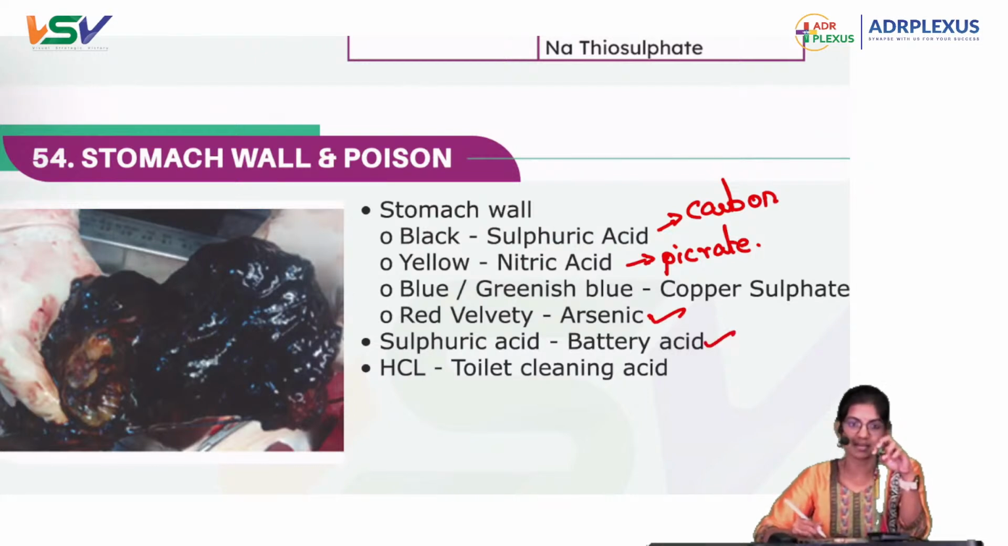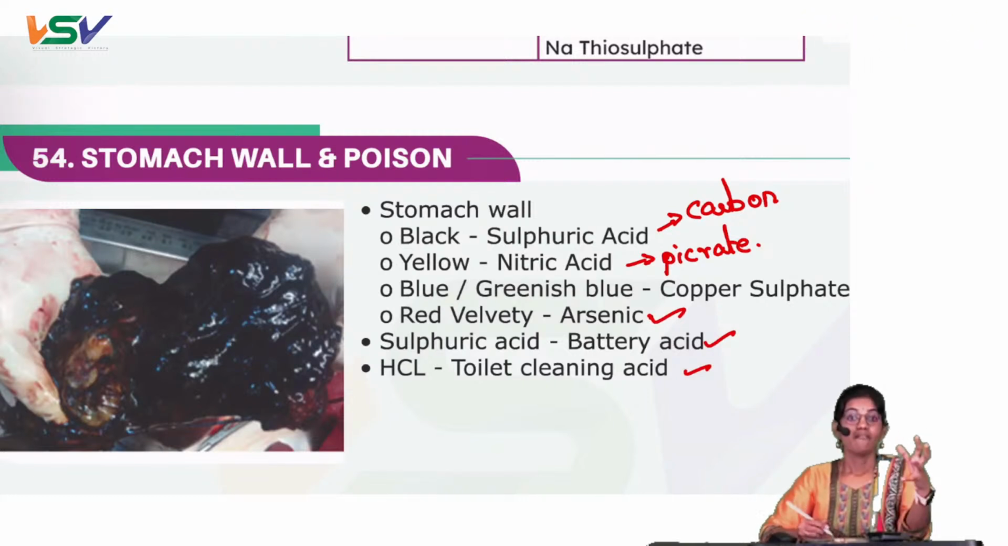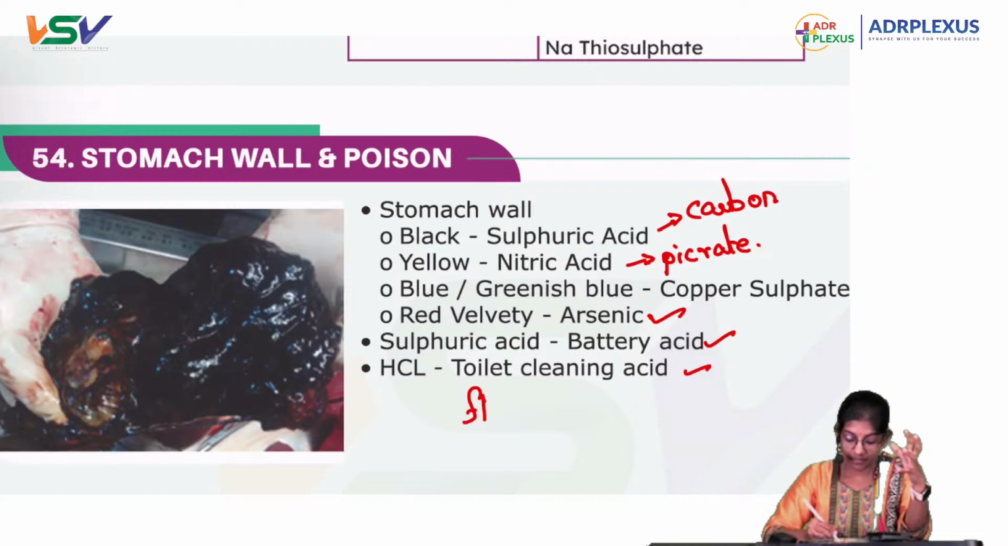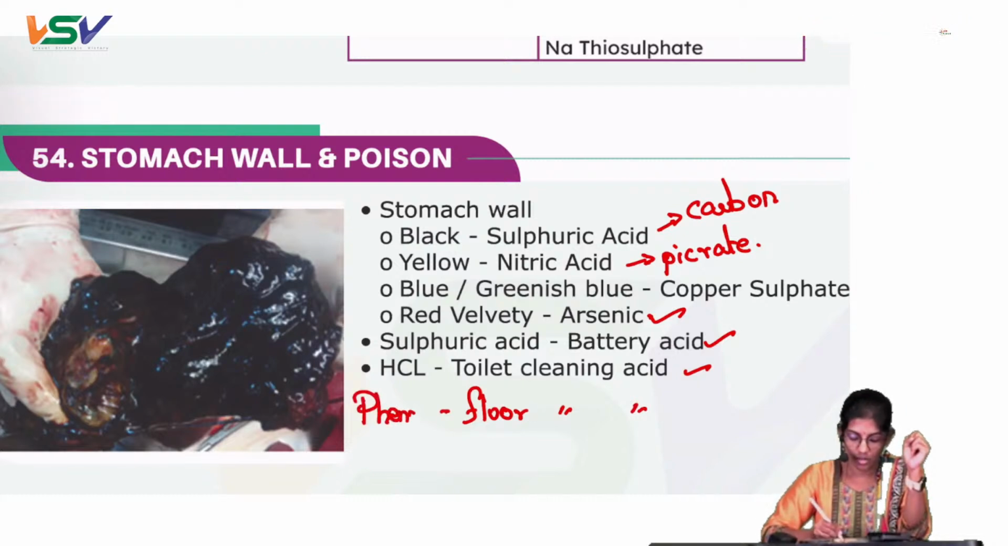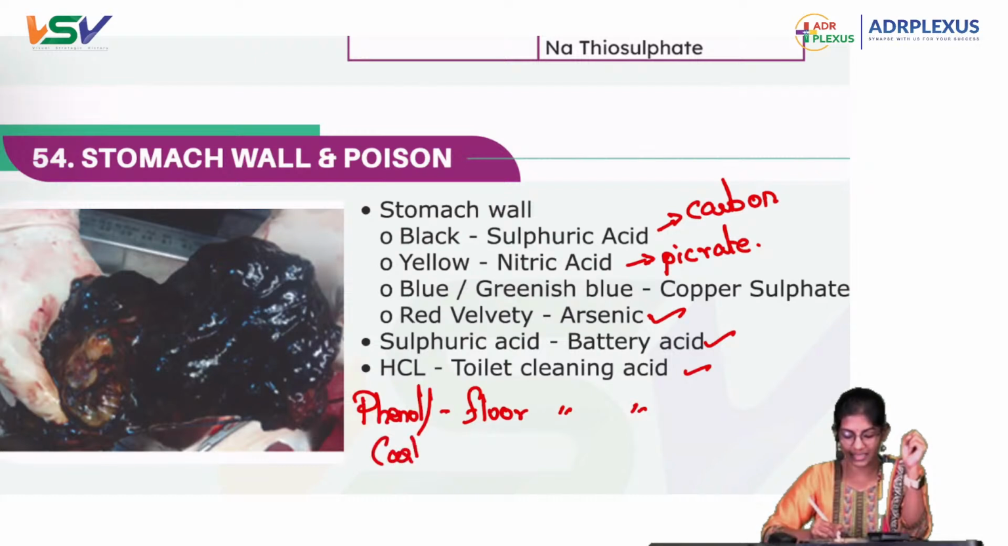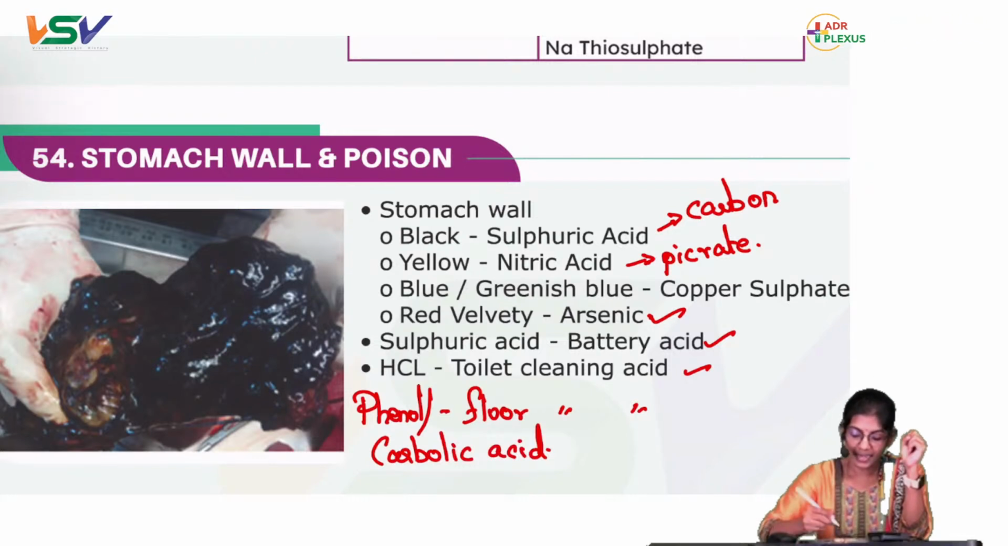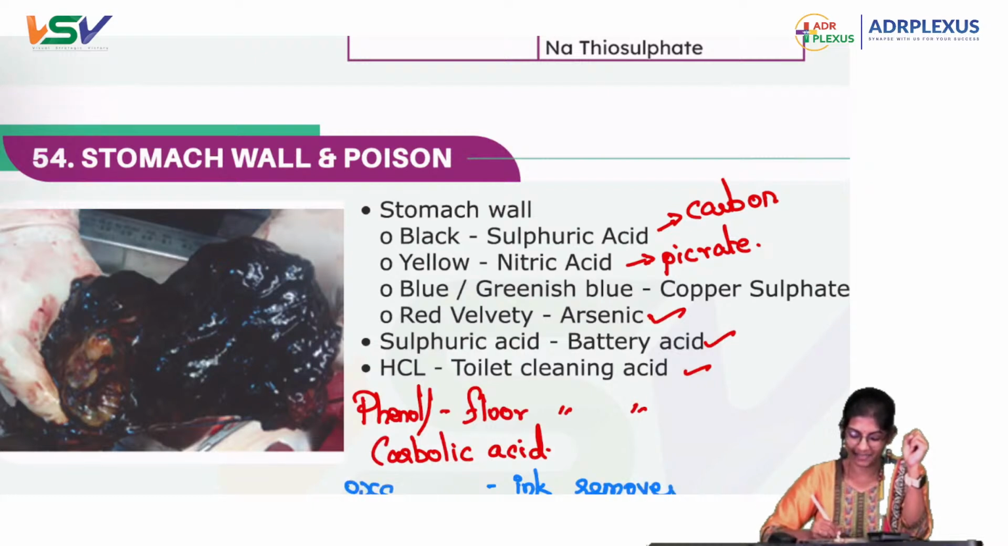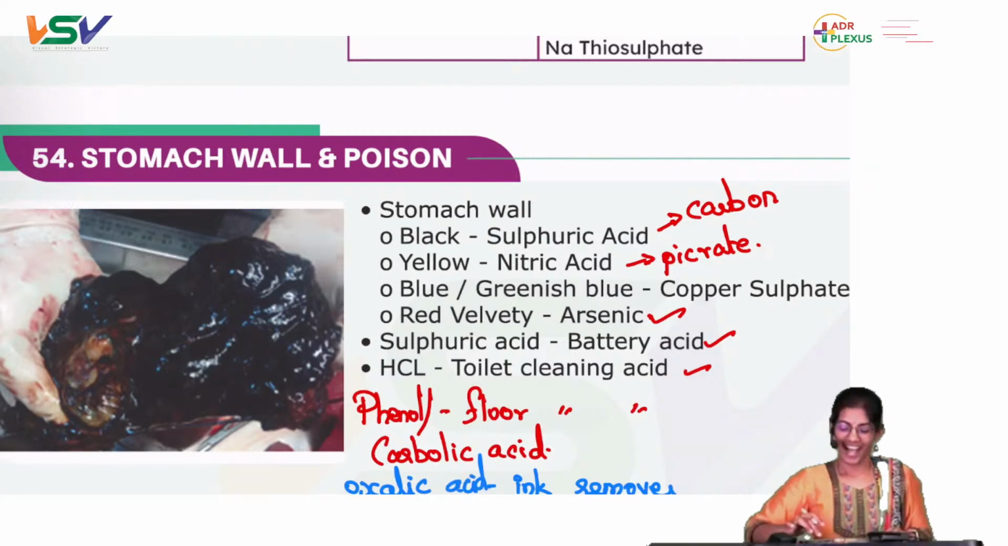Sulfuric acid is nothing but battery acid. Remember that sulfuric acid is battery acid. HCl is a toilet cleaning acid. Whereas floor cleaning, we will be studying it again, but since we are seeing it here, let's see it together. Floor cleaning is nothing but phenol. Phenol is nothing but carbolic acid. And ink remover is oxalic acid. Ink remover is oxalic acid.